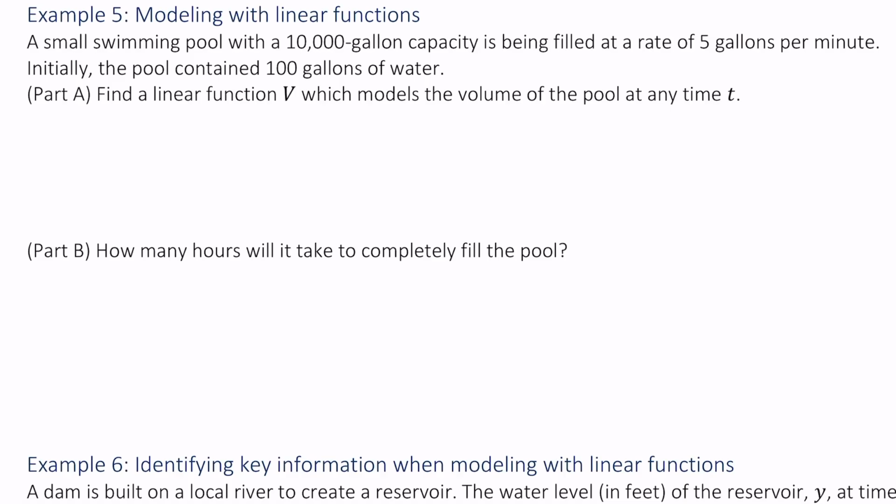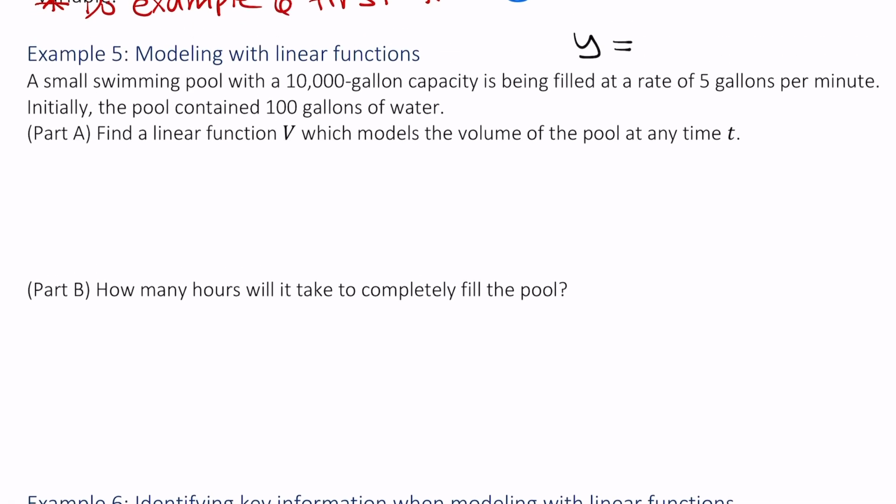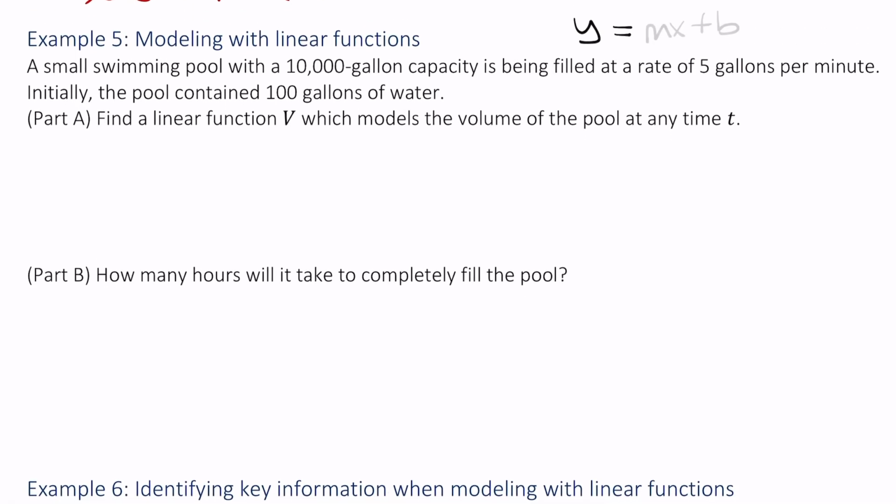So let's just really quickly review what a linear function can look like. I can write a linear function of the form y equals what? Something times something plus something else. Okay, so y equals mx plus b. So we're going to find a function v of t, and it needs some slope times x plus some y-intercept.